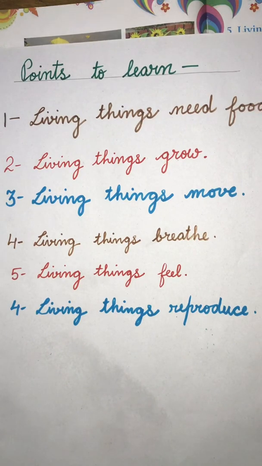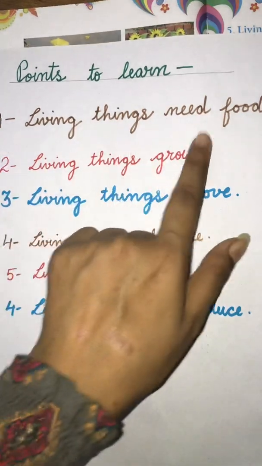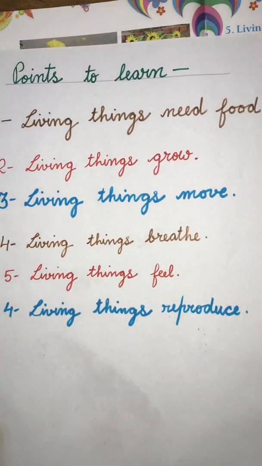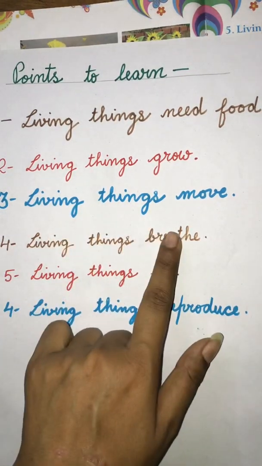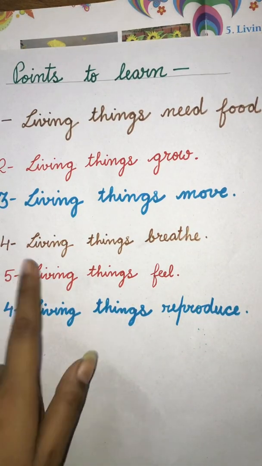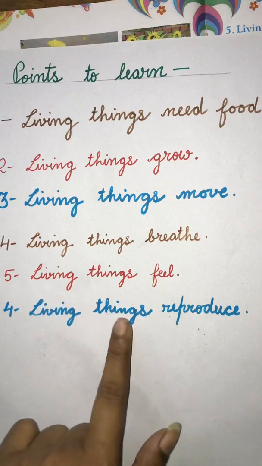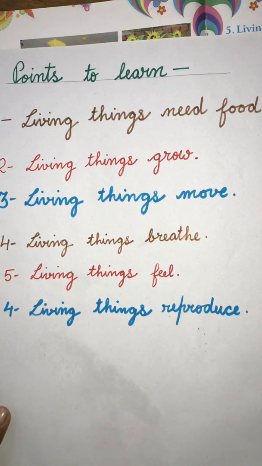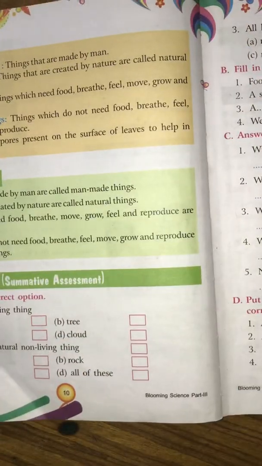Differences between living and non-living things. I have written the points of living things. Living things need food, whereas non-living things do not need food. Living things grow, non-living things do not grow. Living things move from one place to another, whereas non-living things will not move. Living things breathe, non-living things do not breathe. Living things feel, non-living things do not feel. And living things reproduce, whereas non-living things do not reproduce. Learn these points, very important, children. Now next page.